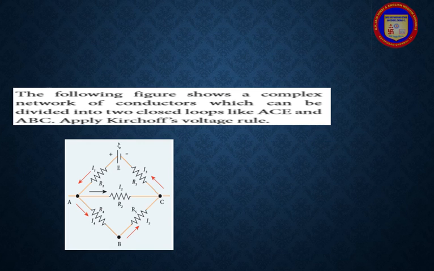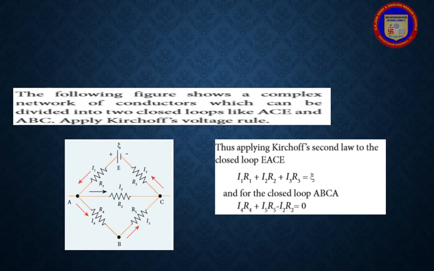The following figure shows a complex network of conductors which can be divided into two closed loops like ACE and ABC. Applying Kirchhoff's voltage rule to the diagram, we'll get I1R1 + I2R2 + I3R3 = ε. And for the closed loop ABCA, I4R4 + I5R5 − I2R2 = 0.